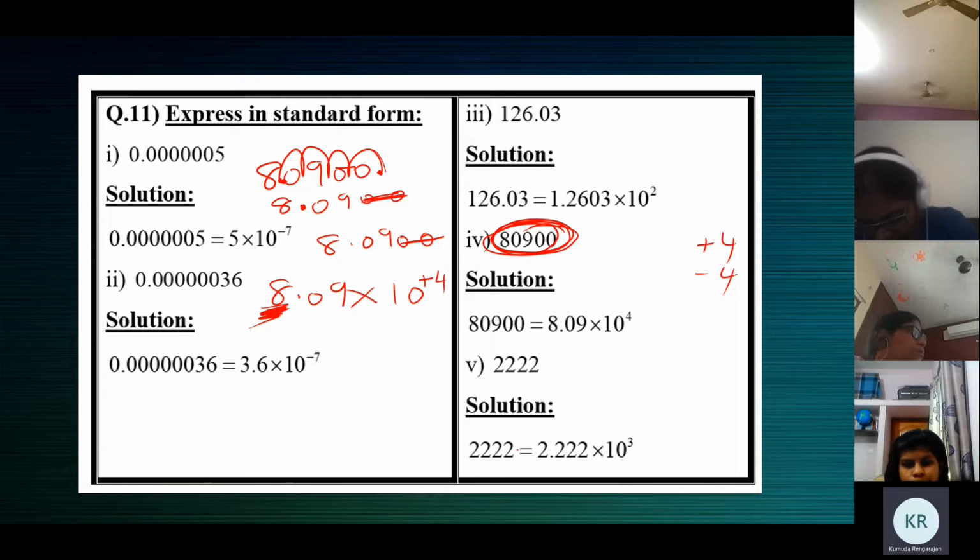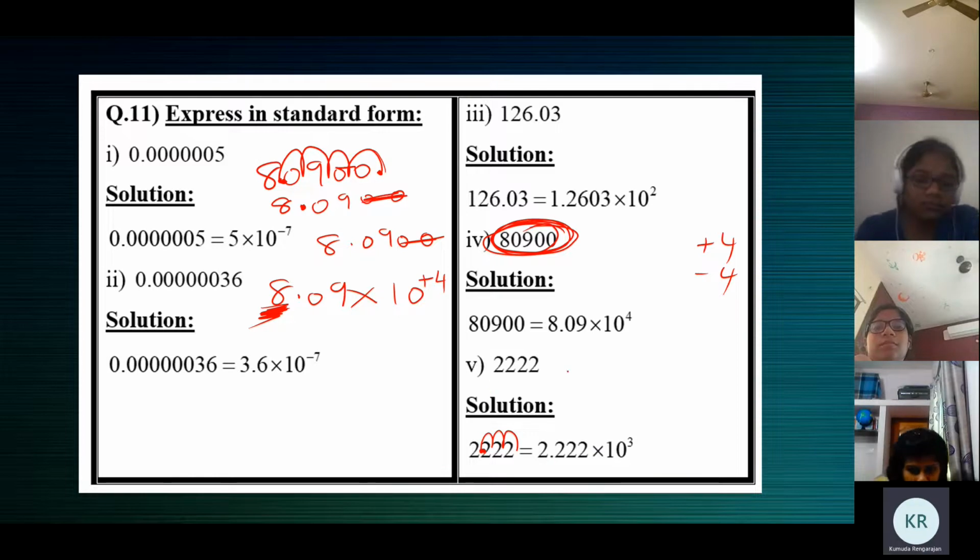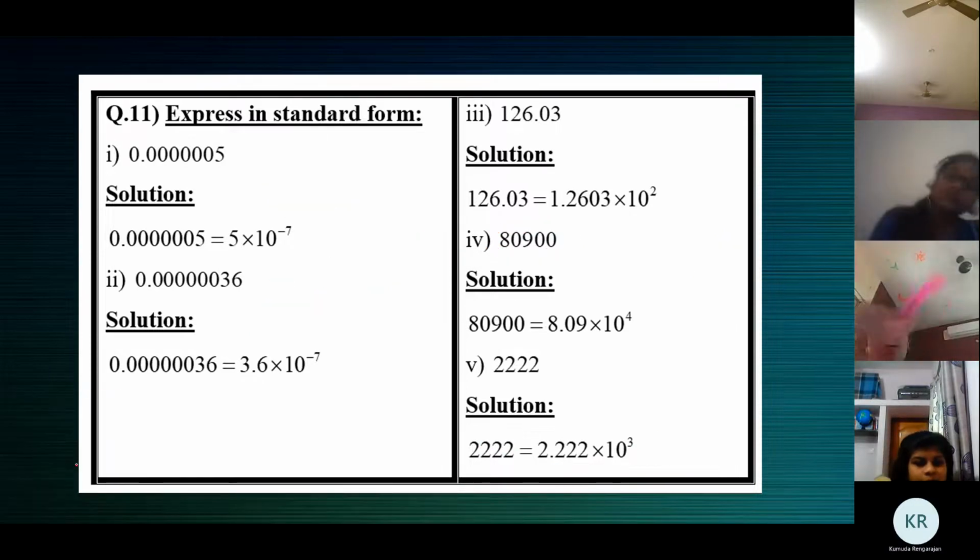Similarly here, the decimal point is here. So 1, 2, 3. You need to bring it here. So it becomes 2.222. And the number is 2,222. You have reduced its value. So positive power, 10 to the power 3. OK.